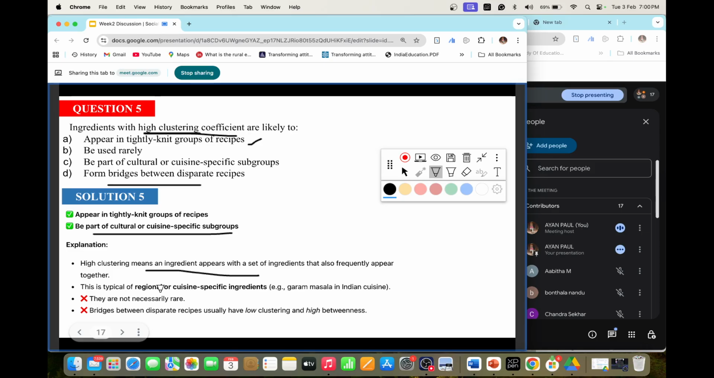This is typical of regional or cuisine-specific ingredients, for example garam masala in Indian cuisine. They are not necessarily rare. Bridges between disparate recipes usually have low clustering and high betweenness, that I have told you. So option A as well as option C is the right answer.